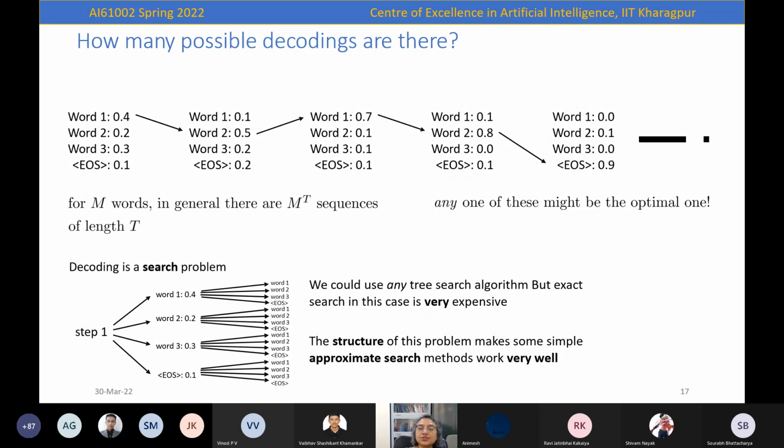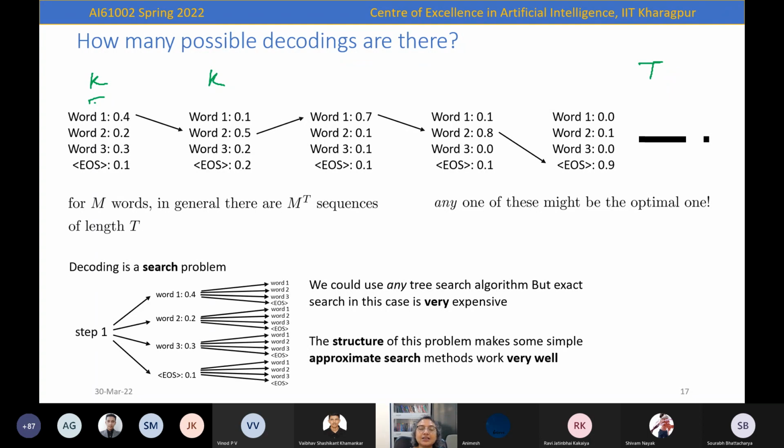Now, if there are k outputs at every state and the sequence is of length t, then there are k to the power t possible sequences, which is exponential, and it is not feasible to look at every sequence and find the one with the highest probability. So we do an approximation which is computationally simple, which is that at every state we keep k words. So if we have k words at the first time step, k words at the next time step, how many total probabilities are there?